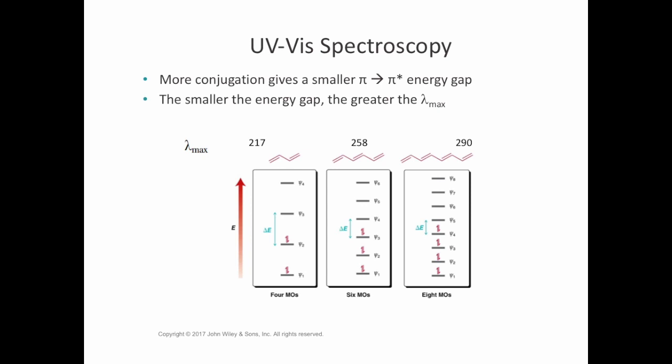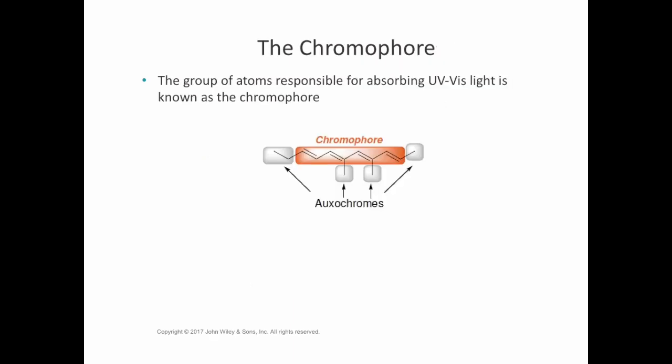The more conjugation something has, the smaller the energy gap between the HOMO and the LUMO, also called the pi and pi star orbitals. The smaller that gap, the greater the lambda max. And remember, frequency is directly related to energy, wavelength is inversely related. So if we are absorbing at a higher wavelength, that means there's a smaller amount of energy. There's a special term we use for the group of atoms responsible for absorbing UV Vis light, and that's called the chromophore.